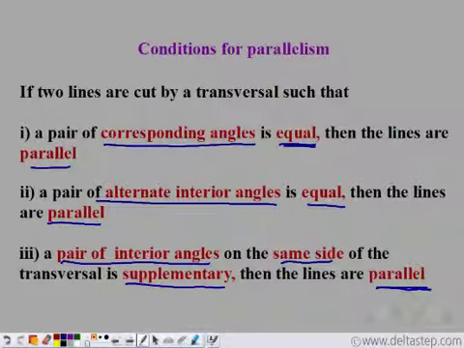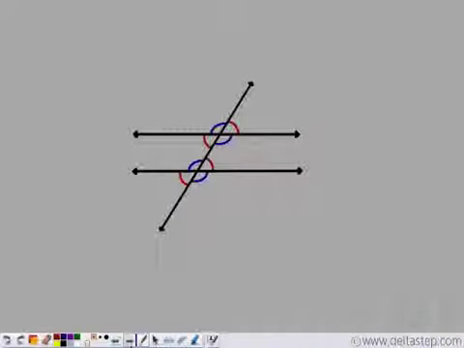So if any of these conditions is satisfied, we can say that the lines are parallel. These three are the converse of the relationships among the angles which we have studied for the parallel lines. Now we have these two parallel lines. They are cut by a transversal. So these 8 angles are formed. So we have 1, 2, 3, 4, 5, 6, 7, 8 angles formed.